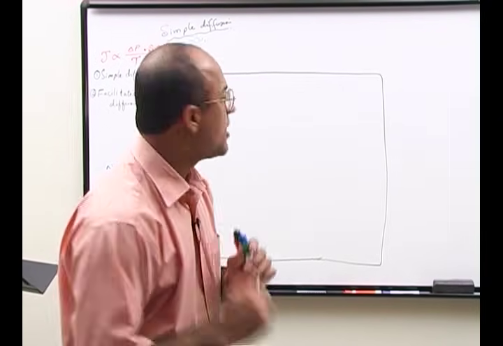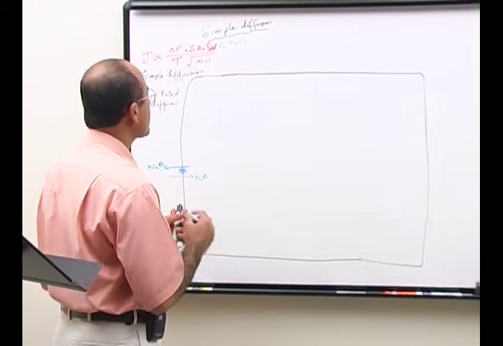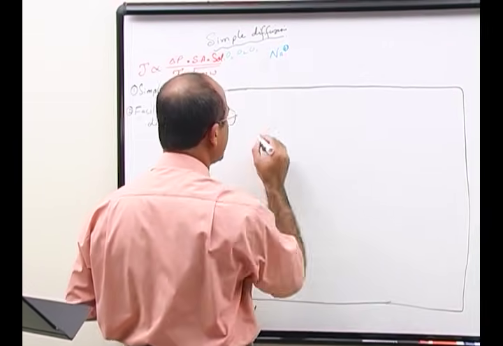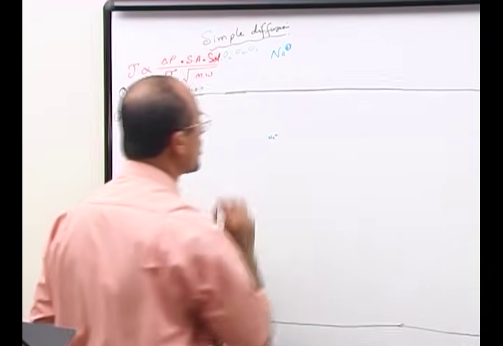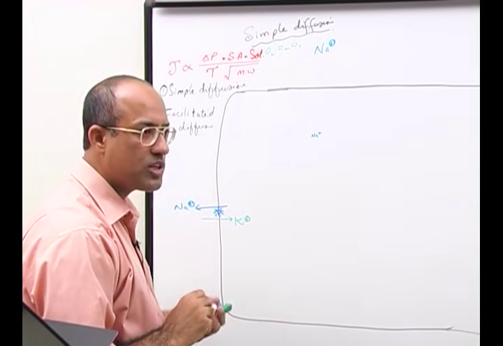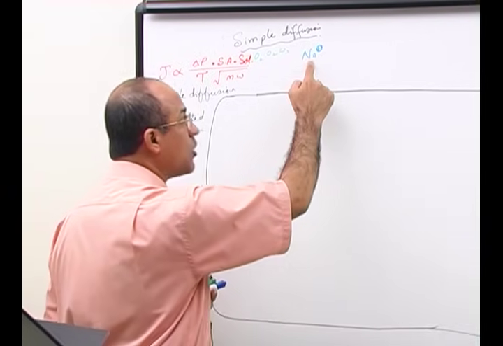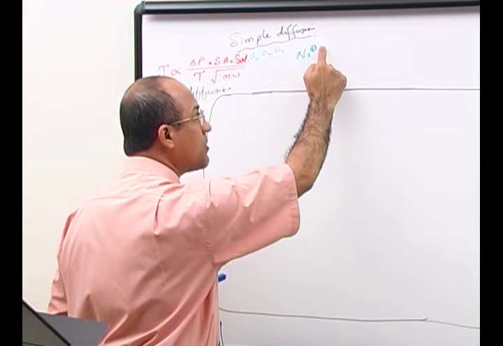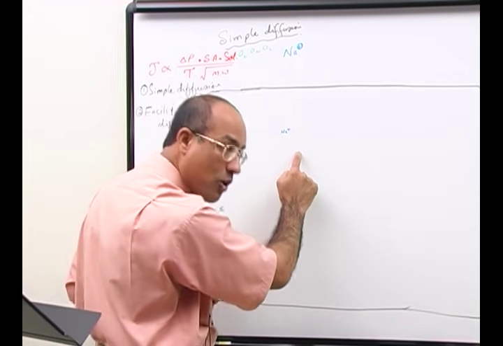Is that right? Now, as we know, sodium is in higher concentration, yes, outside the cell, and it is inside the cell in low concentration. If sodium needs to move from outside the cell to the inside of the cell, of course then sodium will be moving from higher concentration to low concentration.